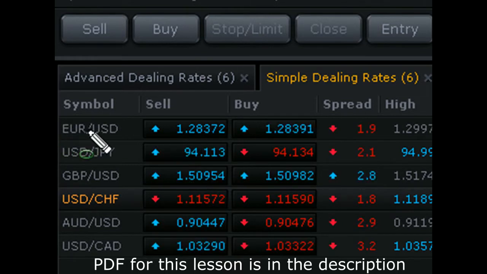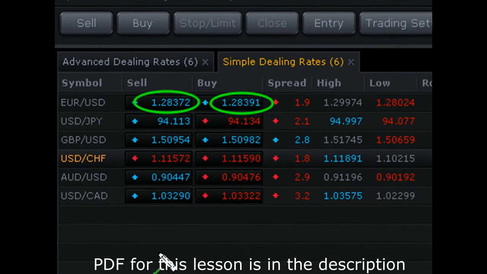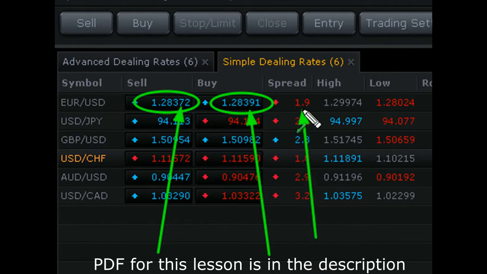Now let me just pause the screen here. Here we have euro against US dollar with a sell price of 1.2837 and a buy price of 1.2839. Now when we account for the 5th decimal place, which is what they're doing here, we have 1.28372 for the sell price and 1.28391 for the buy price. So that's 37.2 when I'm talking about pips, and 39.1. So when you look at the difference between 37.2 and 39.1, you get 1.9. And that is the difference they're showing here.